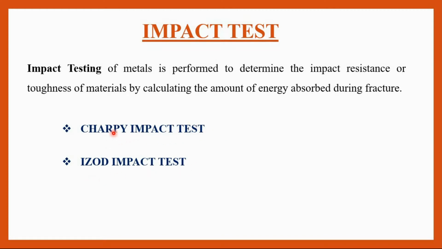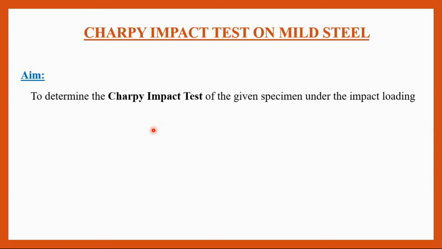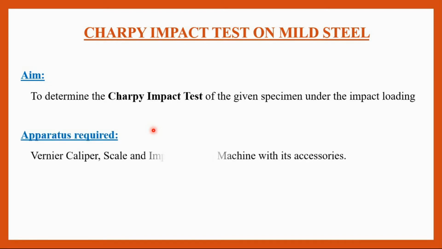First we are going to discuss the Charpy impact test. After that I will move on to the Izod impact test. So, now the Charpy impact test on mild steel. We are using the material mild steel. The aim of the experiment is to determine the Charpy impact test of the given specimen under impact loading. Apparatus required: we are using a vernier caliper, a scale and an impact testing machine with its accessories.